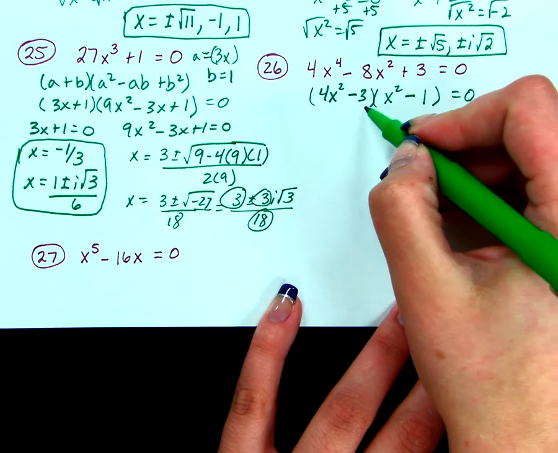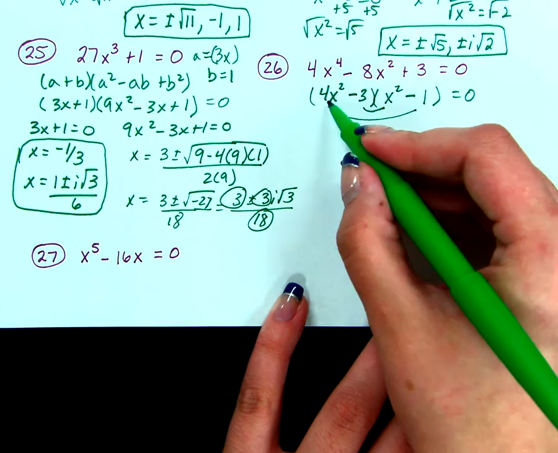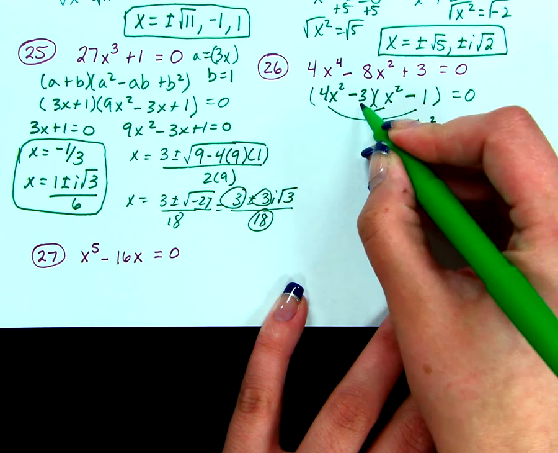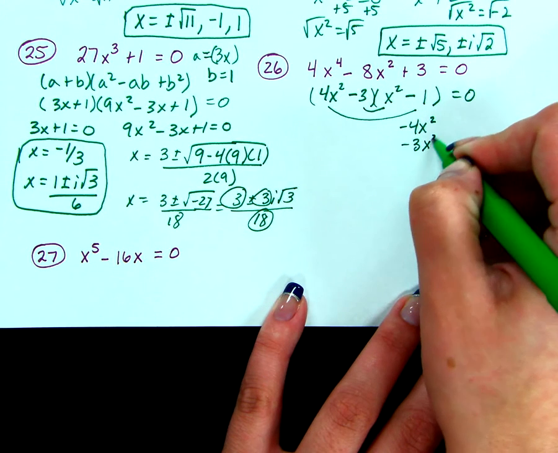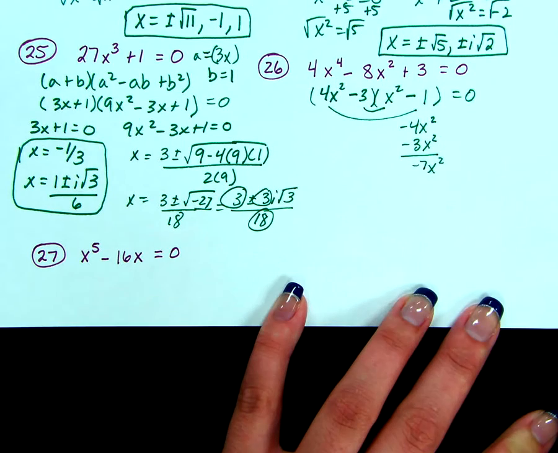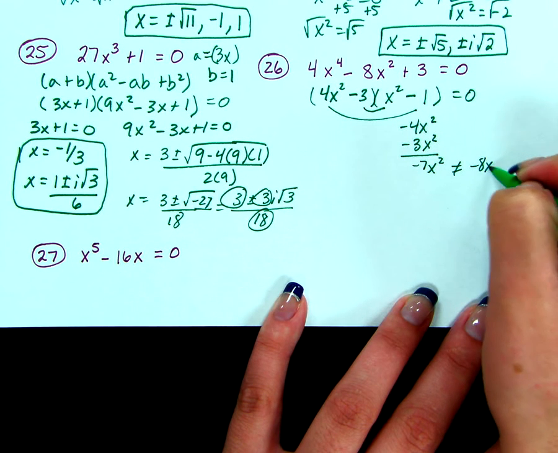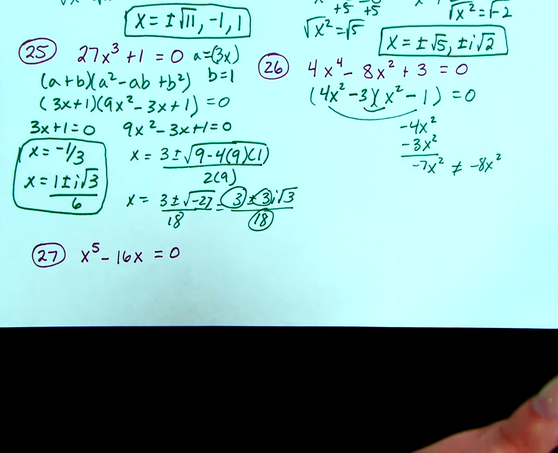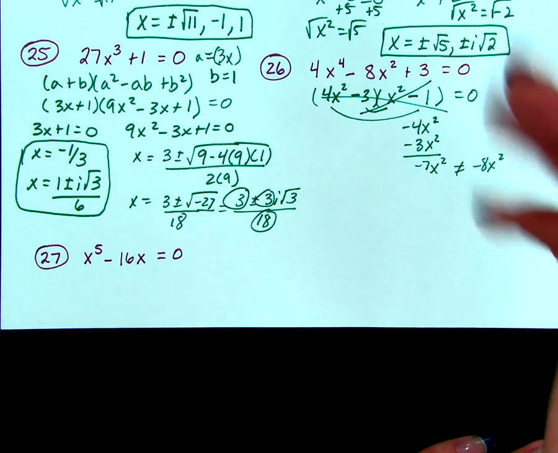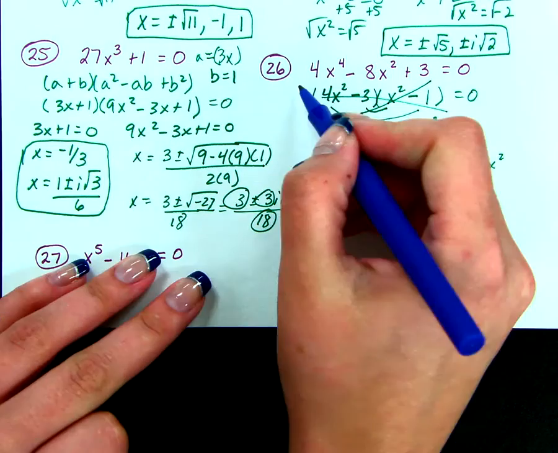So again, we would take the middle and then the outside and multiply this together. So 4x squared times a negative 1 is going to be negative 4x squared. Negative 3 times x squared is negative 3x squared. And if I add this, it has to be that middle term. So if I look at this, well, this does not equal our middle term. So that means that I put my factors in the wrong spot. So this is not the correct factored form. So now I'm just going to have to go back and try again. Okay. So I'm going to use a different color so you guys can see that.